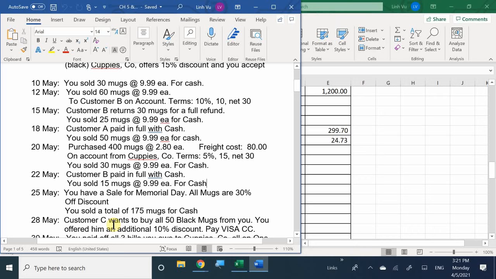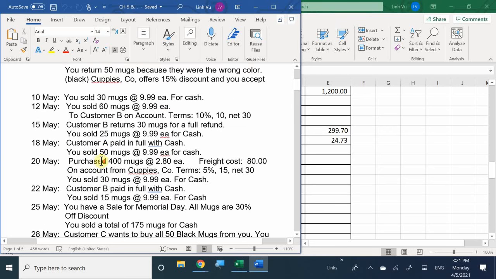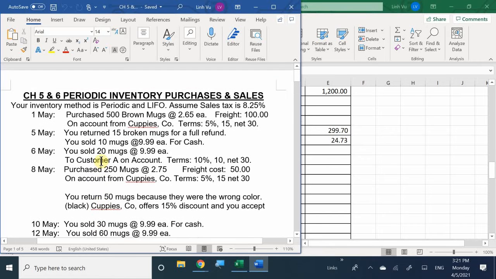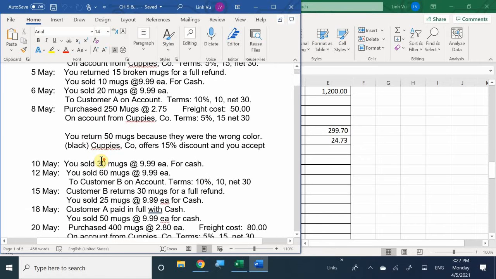Customer B paid in full with cash for 15 mugs at $9.99 each. Okay, so that's a separate transaction. Sorry, I didn't have enough space, but maybe next time, or if you guys want to, space it out. But in this case, customer B paid for his order in cash. Now let's go ahead and see where we actually had the transaction for customer B.